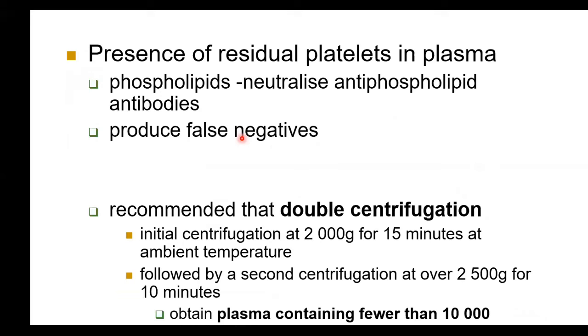So a pre-analytical variable in LA testing is the presence of residual platelets in plasma, because platelets are a rich source of phospholipids. If platelets are present, then the sensitivity for lupus will reduce, because the lupus will be adsorbed on platelets and we will not be able to test its in vitro anticoagulant property. Therefore, it is recommended that whenever we are testing for LA, we should do double centrifugation, so that the platelets are less than 10,000 per microliter. That should be the target.